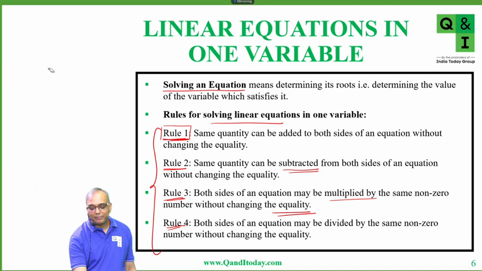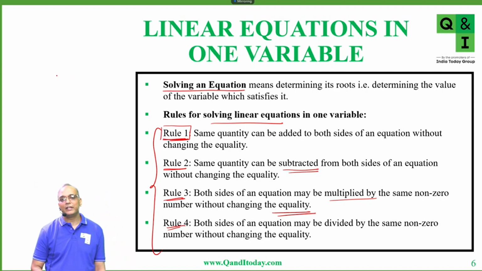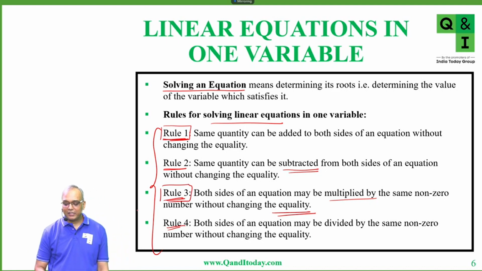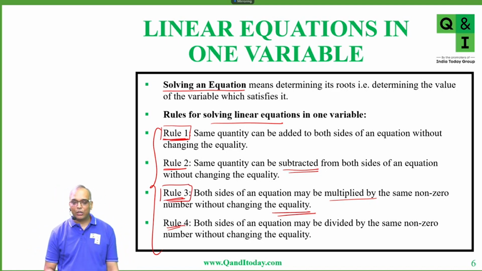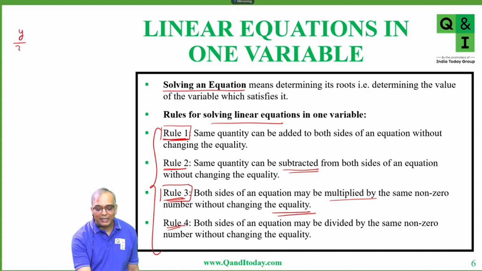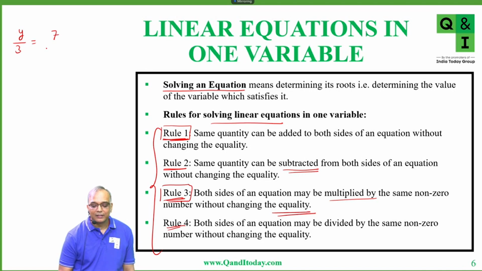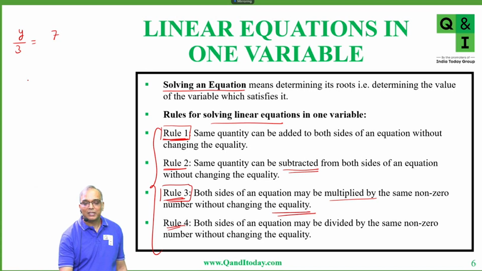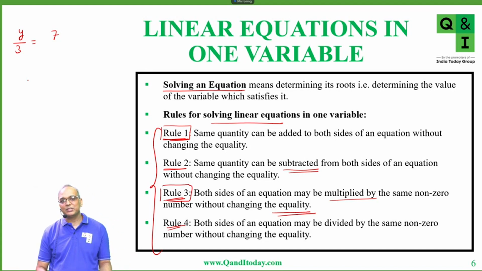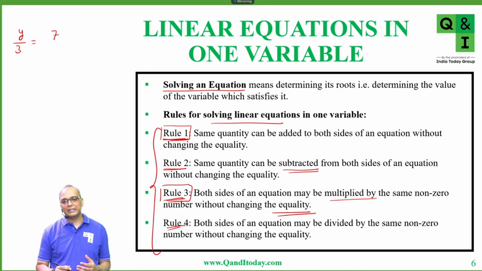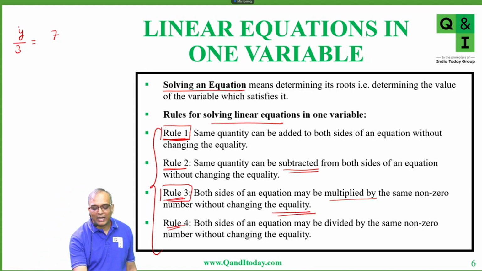We are doing right now the basic rules of solving a linear equation. The third rule says that both sides of an equation may be multiplied by the same non-zero number without changing the equality. If I have something like y/3 = 7, one way is what Dayal was saying, can't we cross multiply? Yes, we can do that, but that is transposition. What we are learning right now is balancing the equation on both the sides. To balance the equation here, if I have to isolate y, I will multiply both the sides by 3.